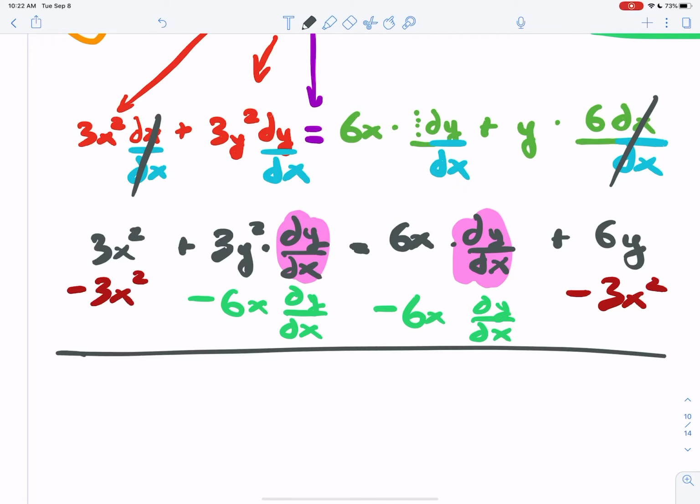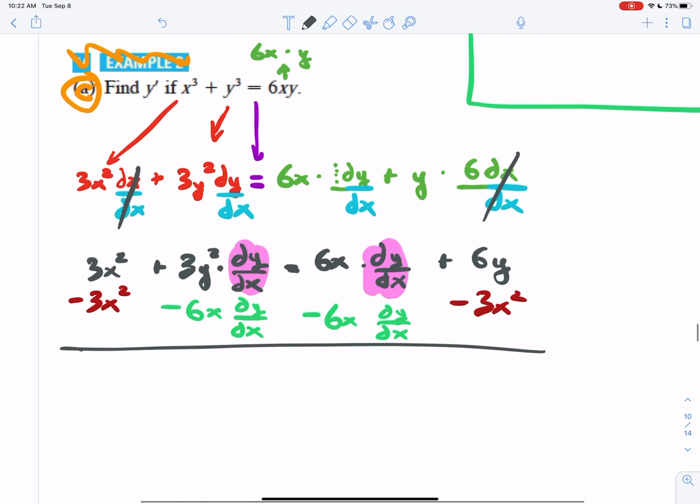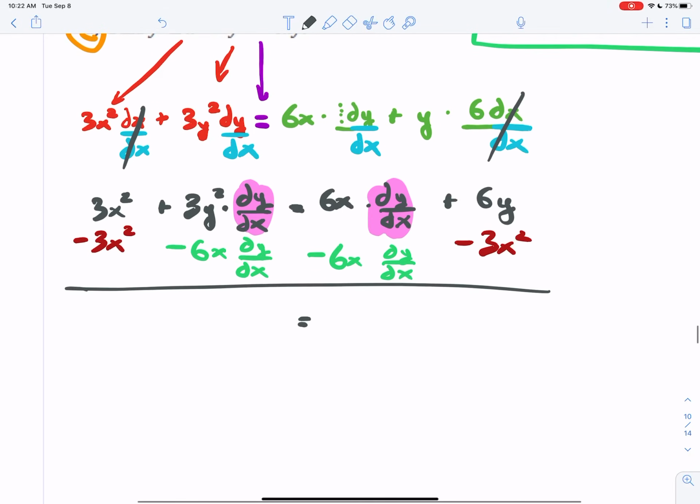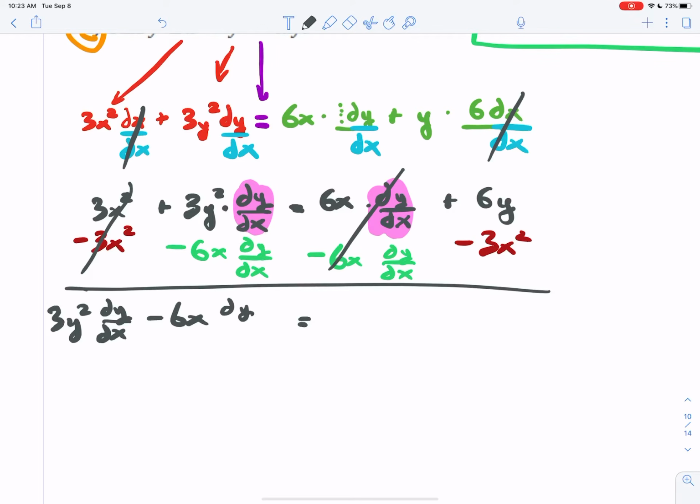It looks like a lot, but it's not. So here's what we have. I'll write everything out. You're going to figure out your shortcuts in a second. So this canceled out and this canceled out. I have 3y squared dy/dx minus 6x dy/dx equals 6y minus the 3x squared. What I did here was bring all of my dy/dx terms to the left side and anything that doesn't have a dy/dx to the right side.